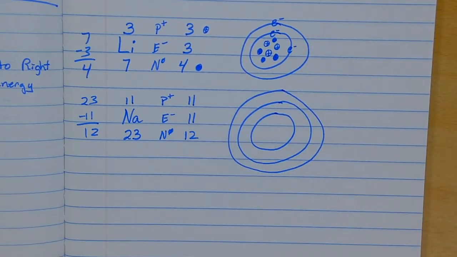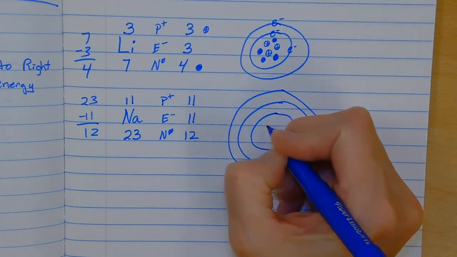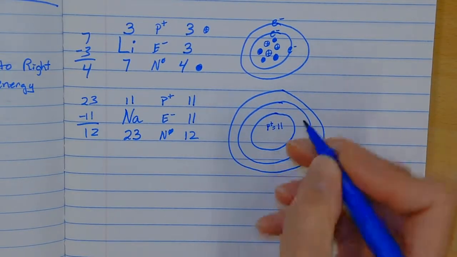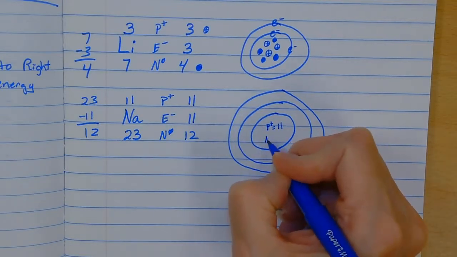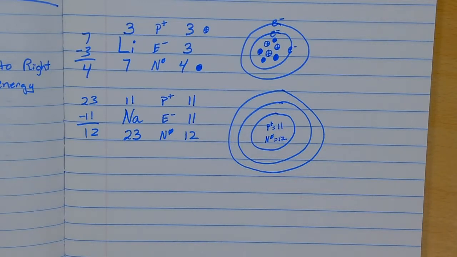Okay, so 3 circles. Inside my nucleus, I'm going to put my protons and neutrons, and this is how I'm going to do it because I'm getting so many subatomic particles. I'm going to put a P positive equals 11, and my neutrons are neutral equals 12, and that way it's not so busy in the middle and it's easier to read.